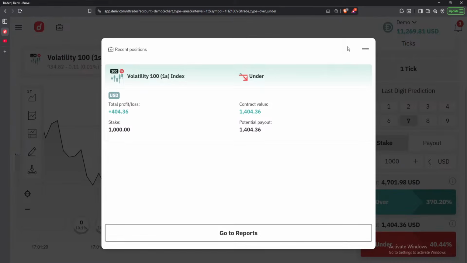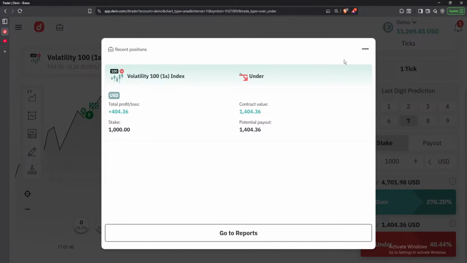So you are in a really good place whenever you're trading under 7. All right. Before I proceed, I can see I have a few questions. I can see Teddy. Teddy, thank you very much for your question. What is the difference between volatility indices and jump indices?